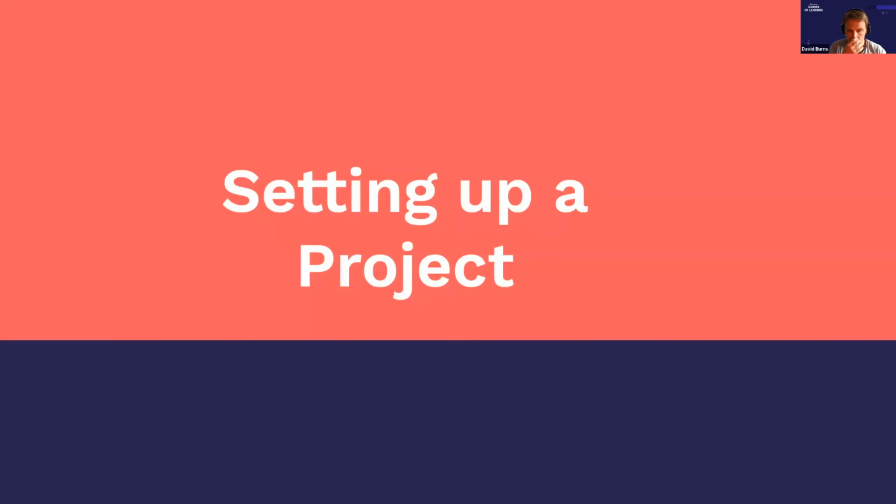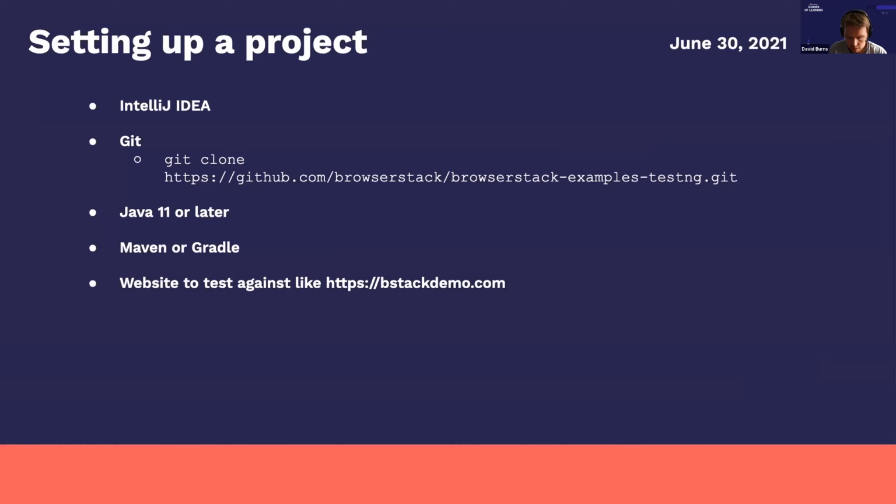And so with that, because we roughly know that it's a browser automation framework, I'm going to deep dive into getting a project set up. For this example, I'm going to be using IntelliJ IDEA. It's my favorite Java IDE. It's very, very good. We're going to use Git, obviously, so there's a repository there.